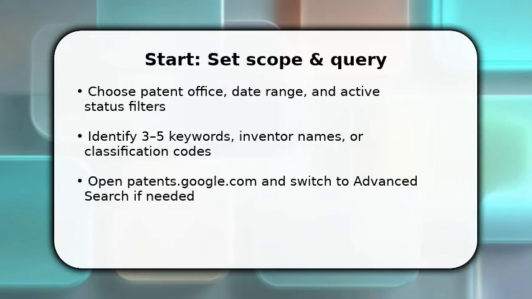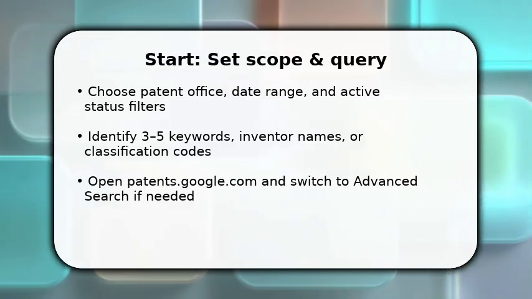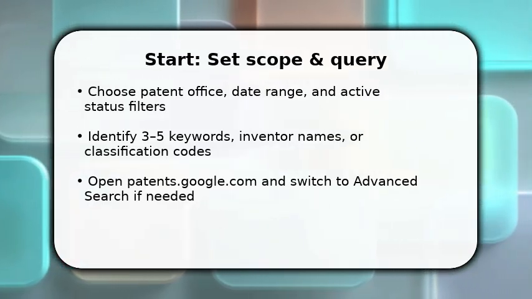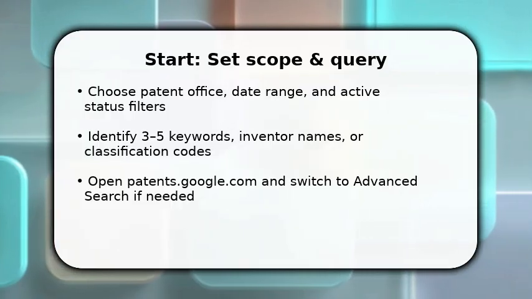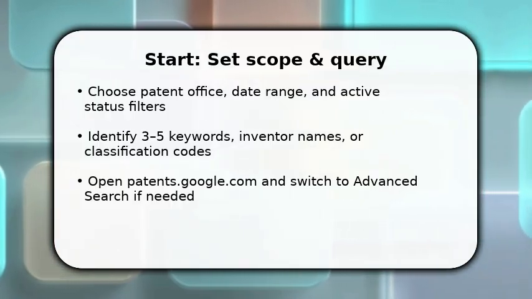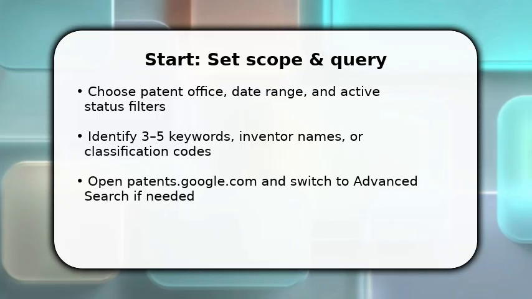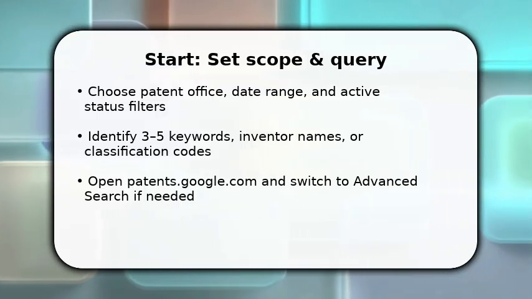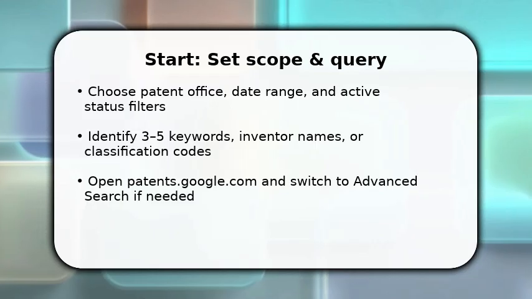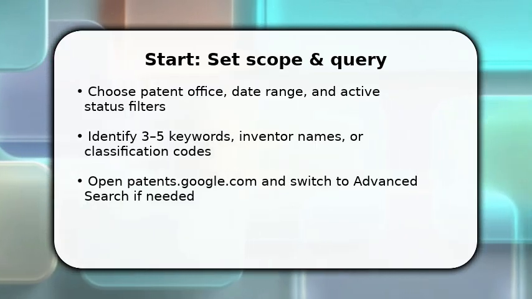You begin by narrowing scope. Pick the patent office and date range you care about, and decide whether to include expired or active patents. Next, translate your idea into 3-5 concise search terms, include inventor names or CPC/IPC codes where possible.